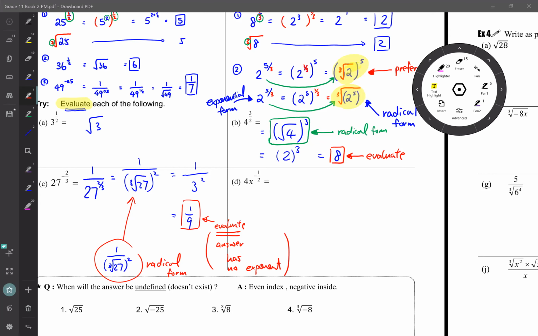Okay, let's look at D. What does your answer look like? Can I have Angela? What's your answer? I got root 4x, and then inside 4x. Okay, so we have a square root, right? This one is square root 4x. Does anyone have different ones? Does everyone have the same?